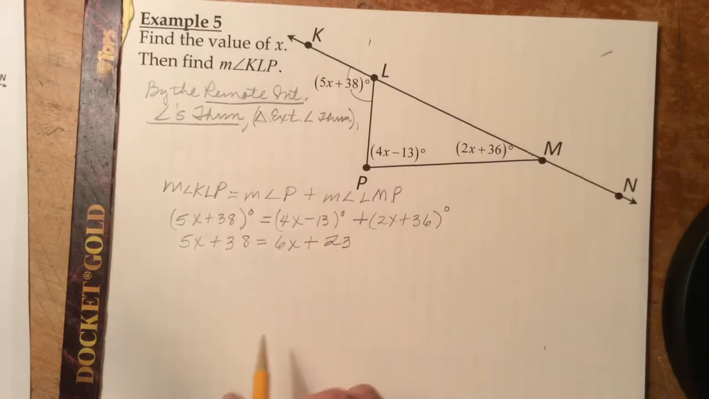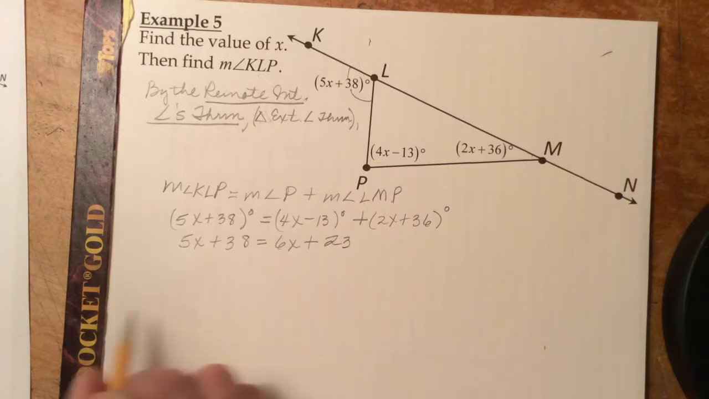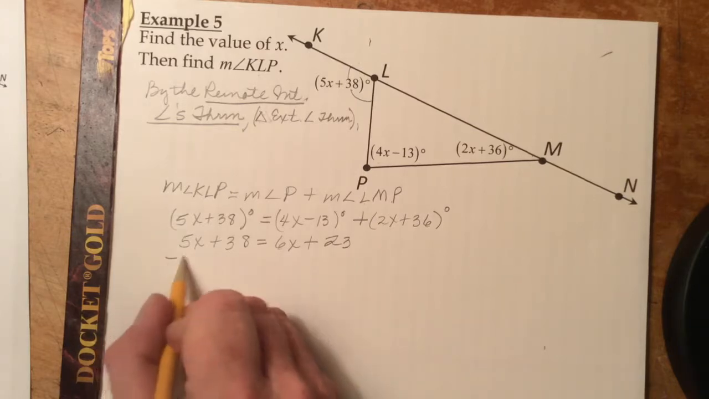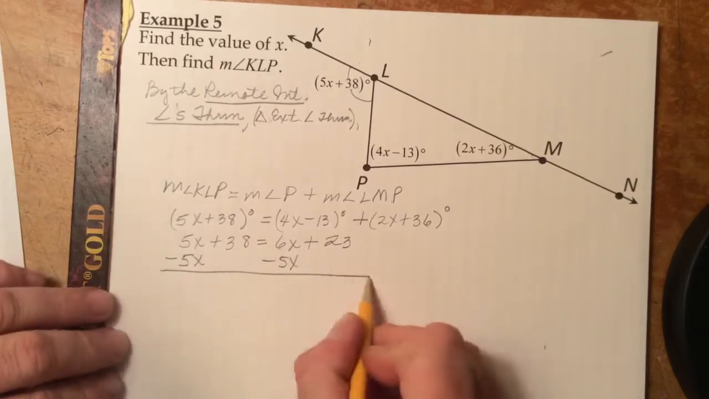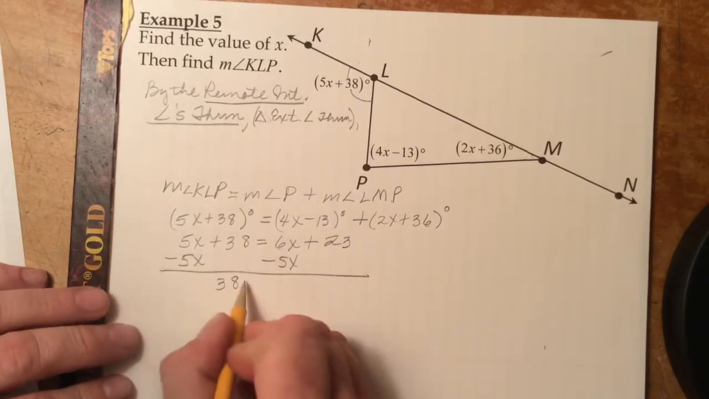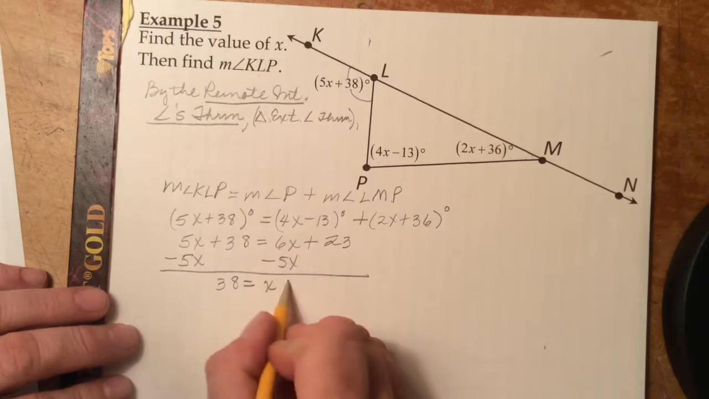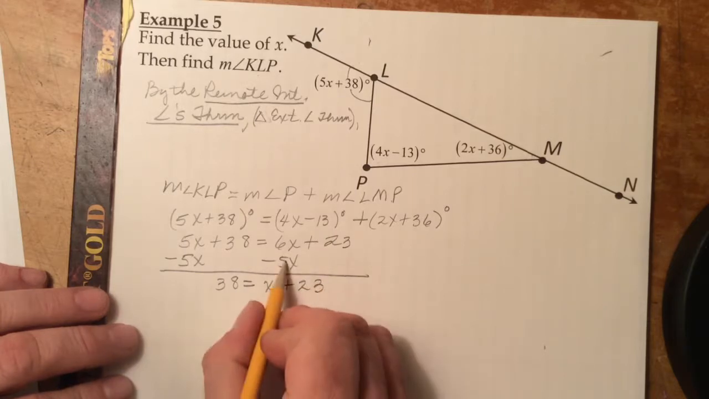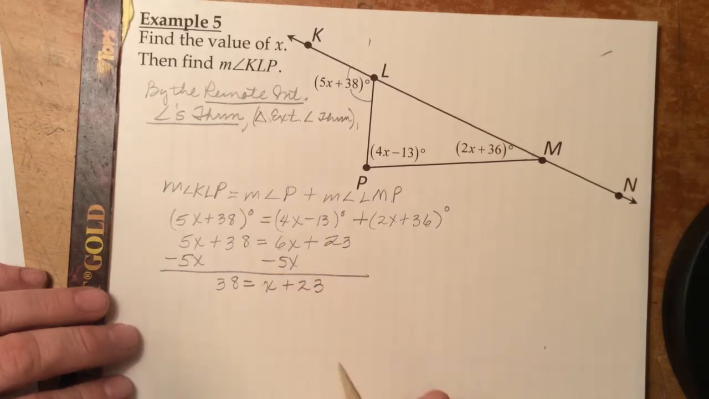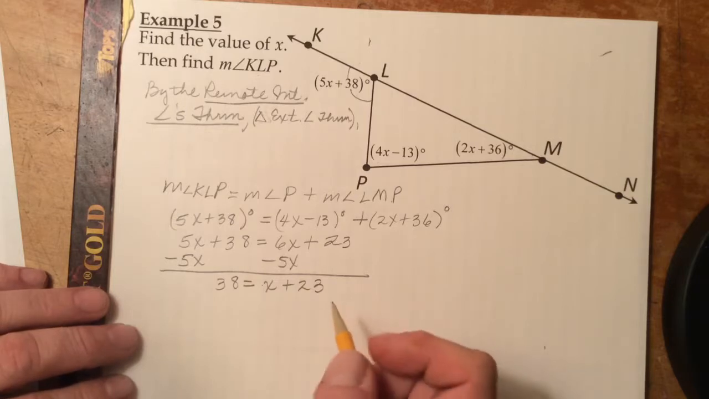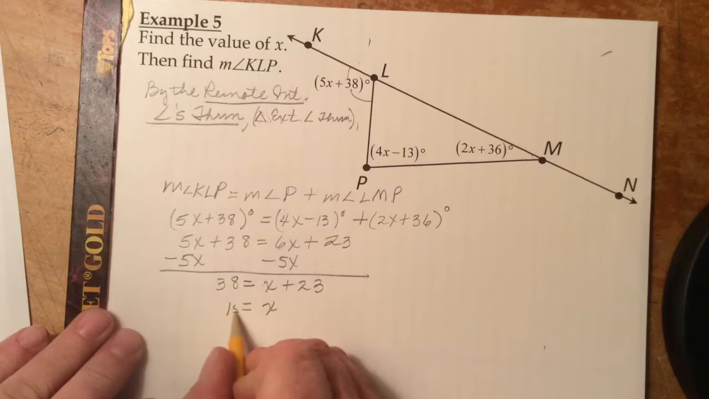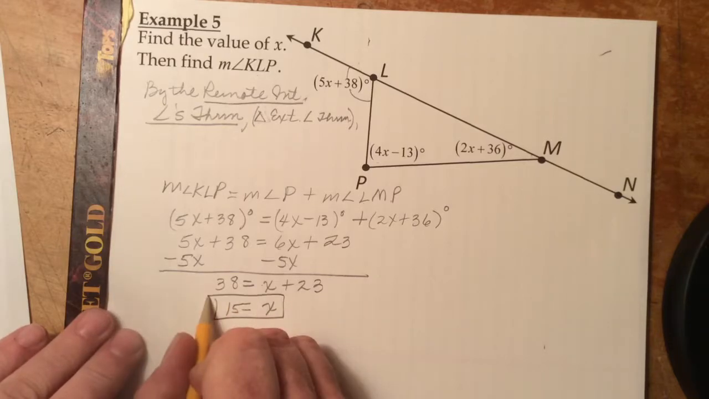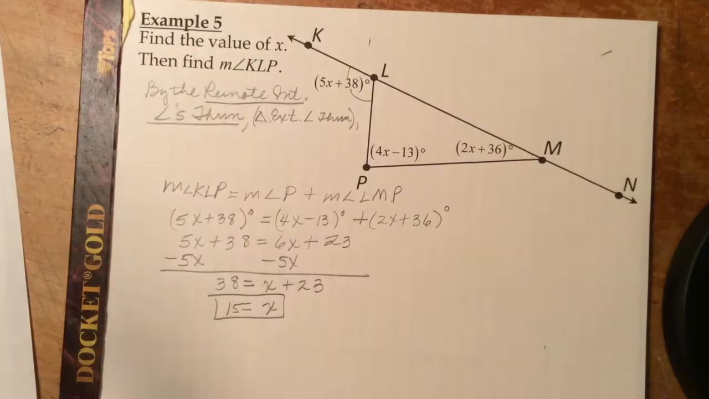And then both sides have an x term, so we get rid of one of the x terms. I'm going to subtract 5x from both sides. We get 38 on the left and 1x or x plus 23 on the right. We kind of lucked out. We didn't get anything but a 1 here. So now we only have one more step to go. We subtract 23 from both sides, and x is 15. So there's our first answer. We found the value of x.